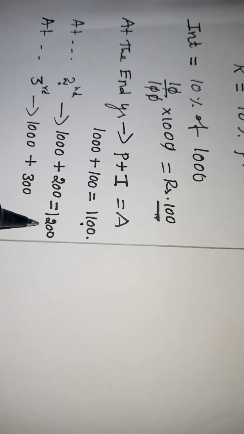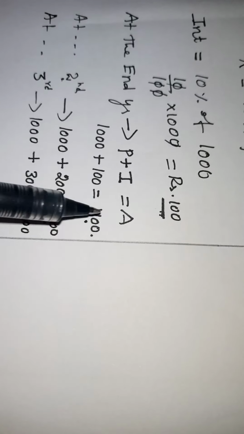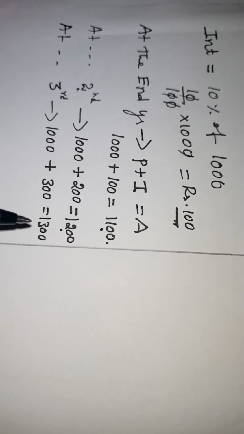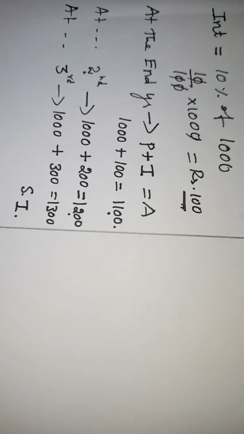This is the first year amount, this is the second year amount, and the third year will be 1300. The 100 rupees is a constant amount that will be added each and every year. That is called simple interest. In compound interest, what is going to happen, we'll see now.